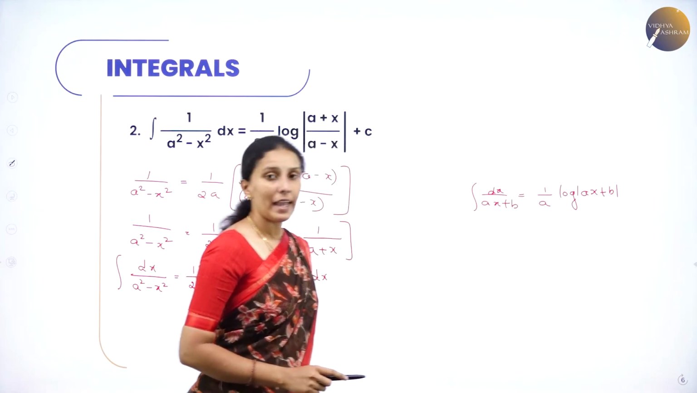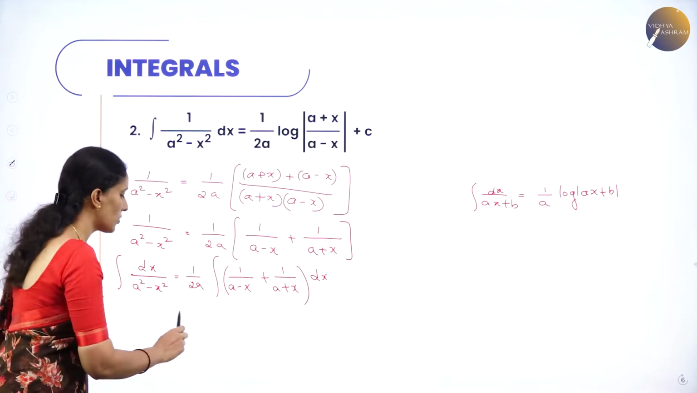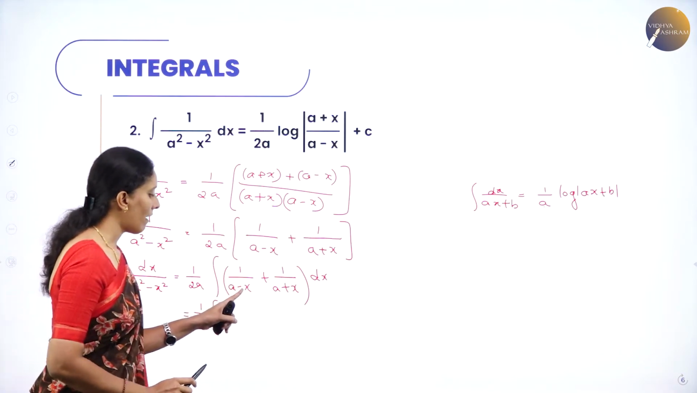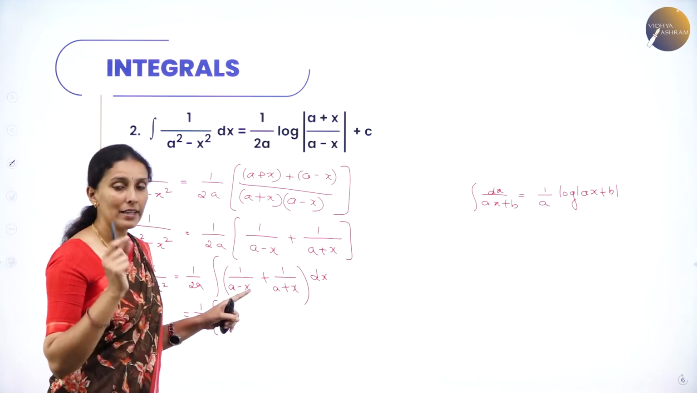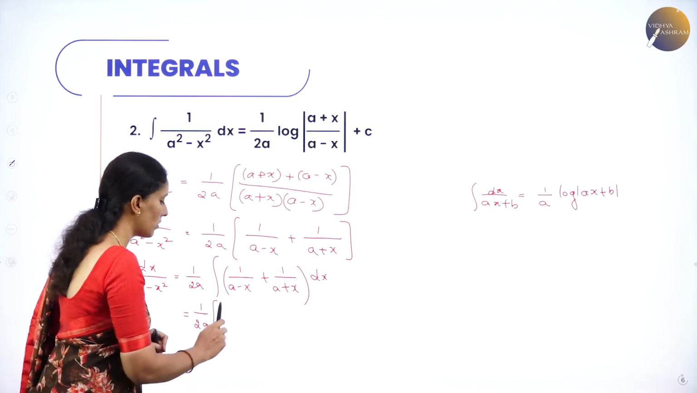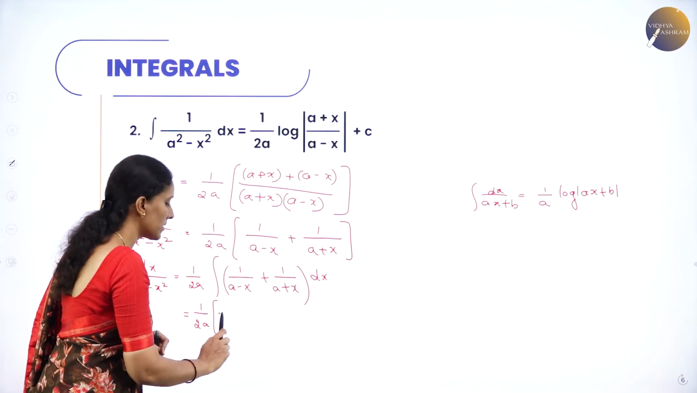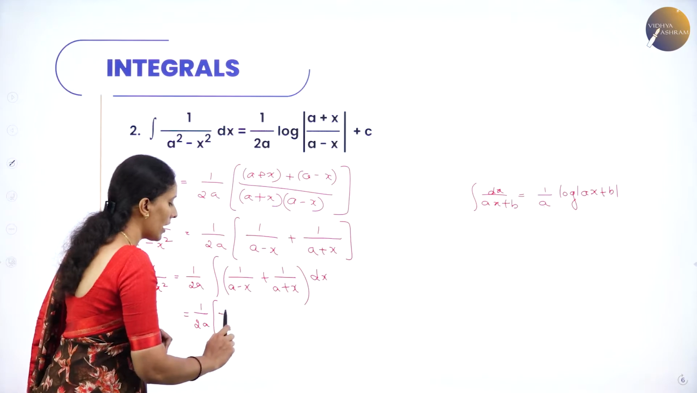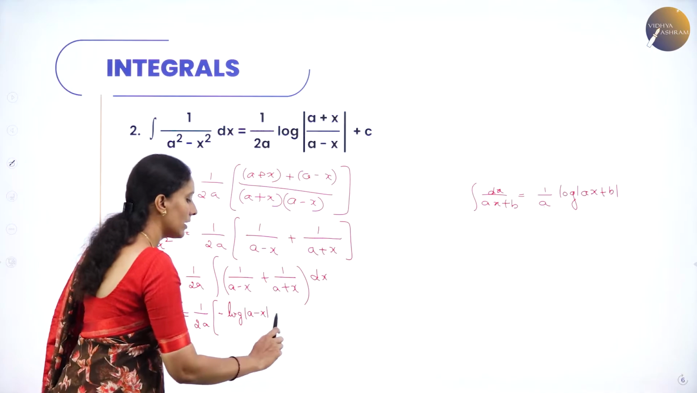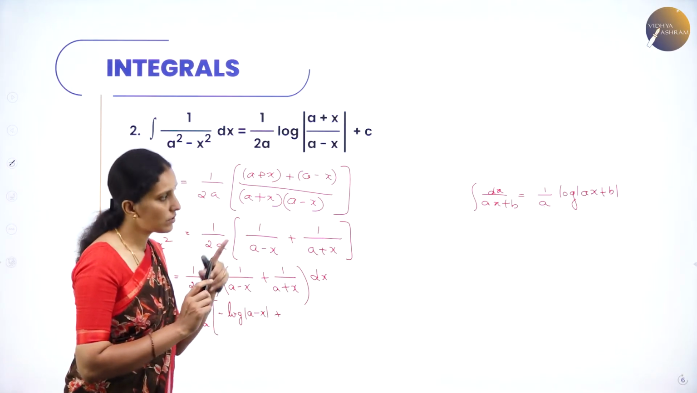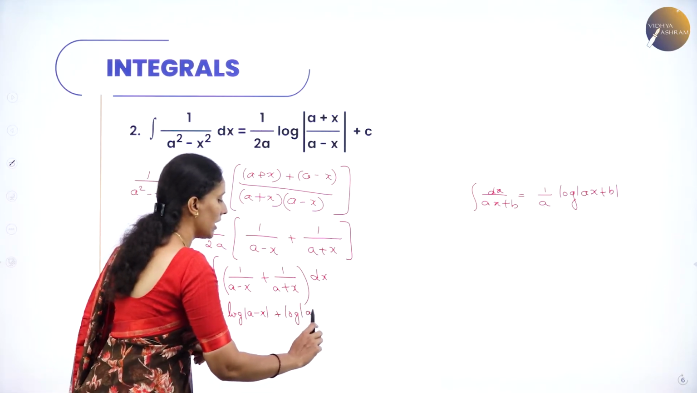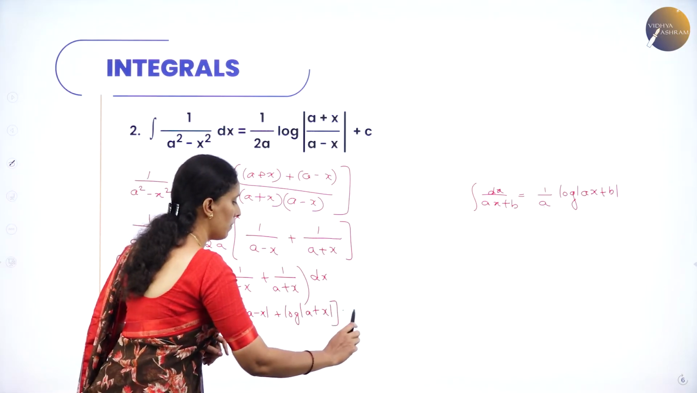So here the value of a is very important. For the first one, I can write it as 1 over 2a. Here a is the value which is the multiple along with x, so for a it is minus 1. Therefore it is 1 by minus 1, becomes minus 1 over a, can be written as log of a minus x. And here the value of a is positive, so 1 by 1 is 1 only. And this is log of a plus x plus c.